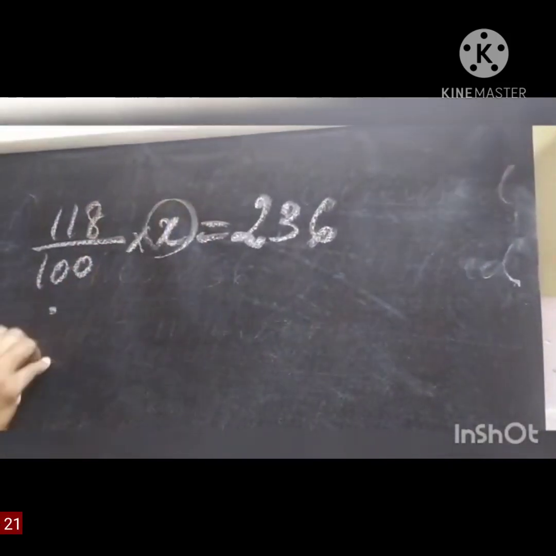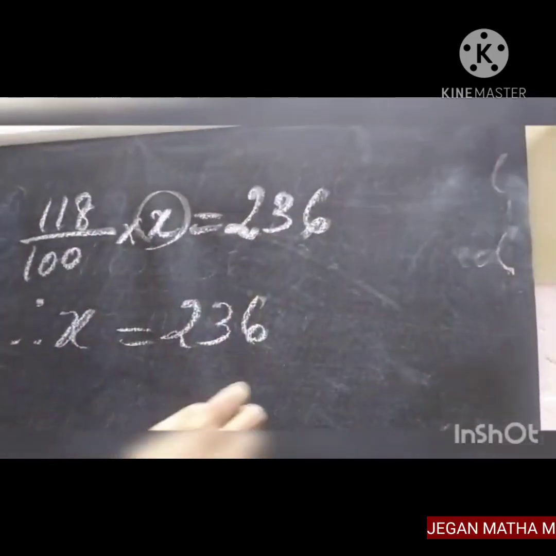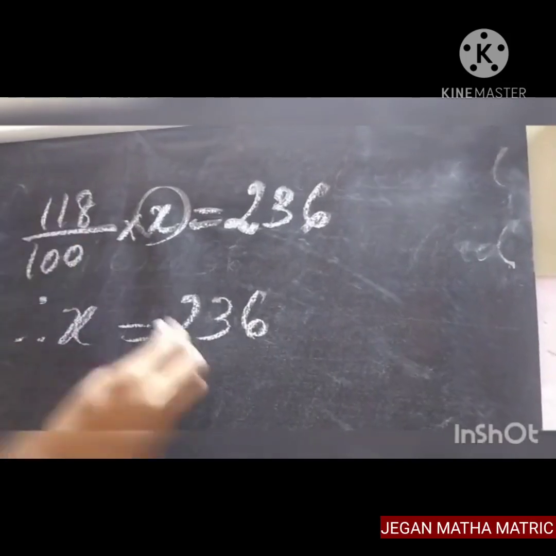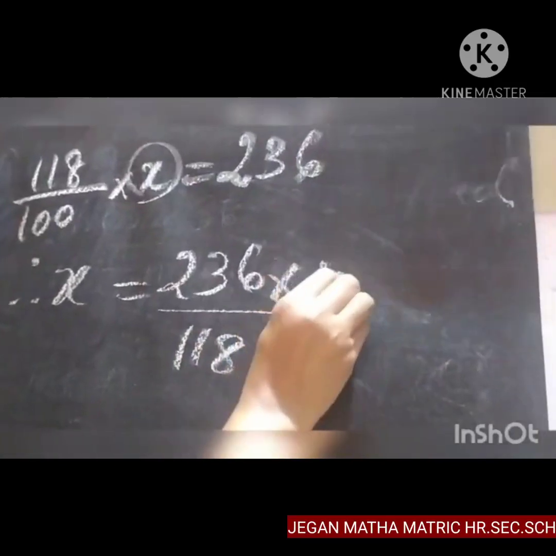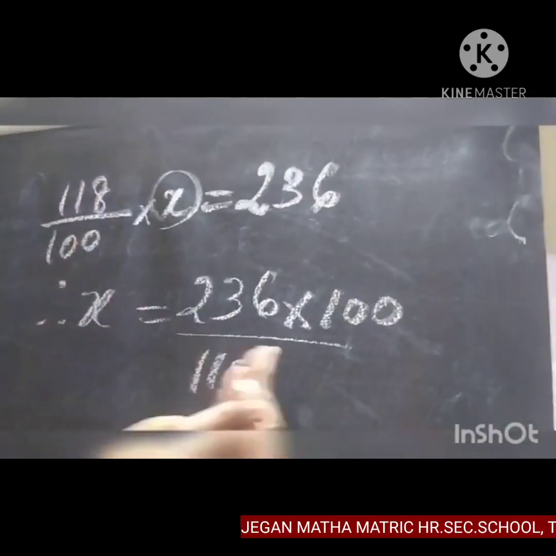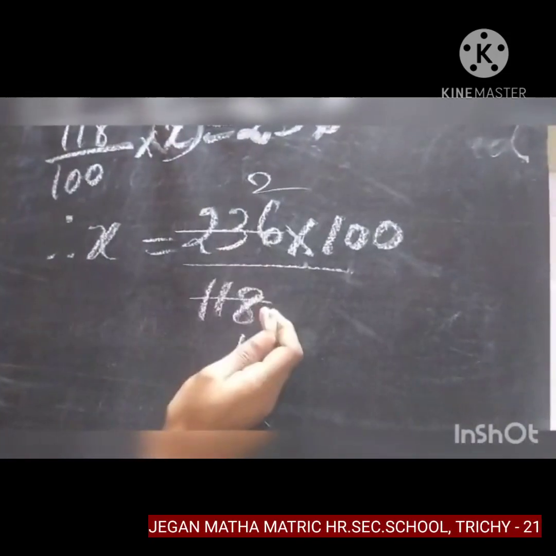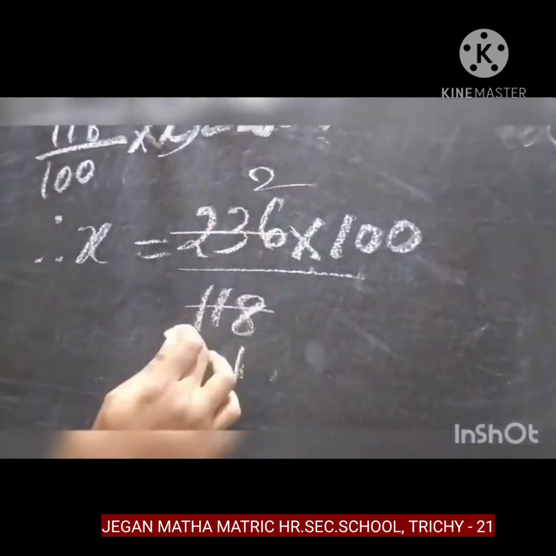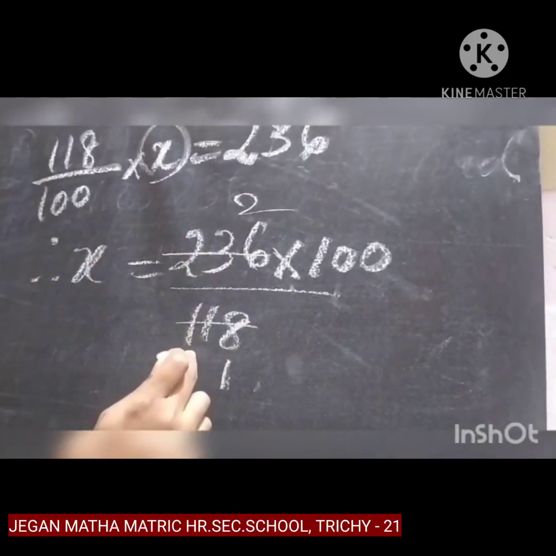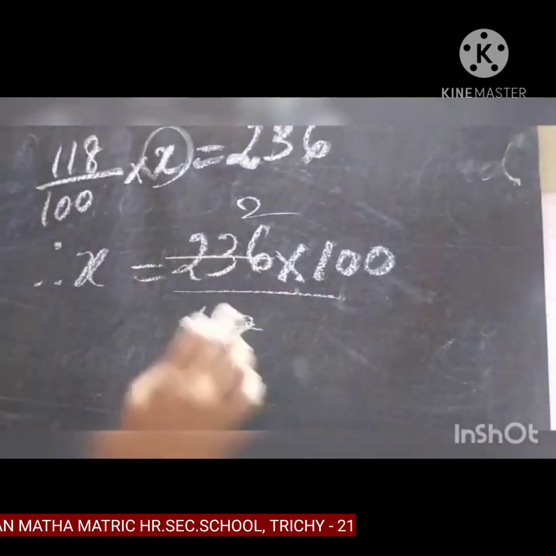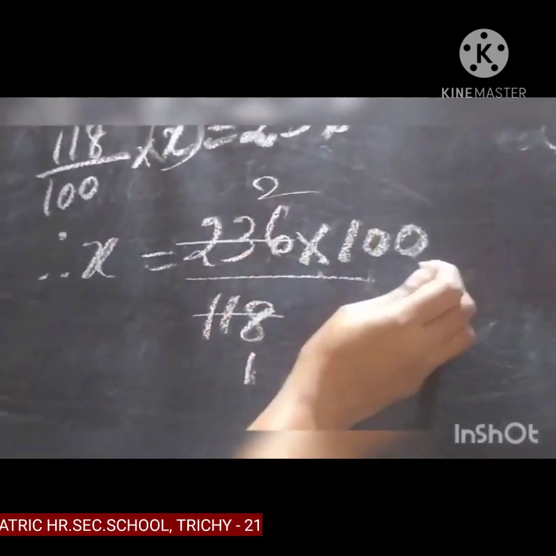We want to find out the value of x only, therefore x equal to 236, and 118 comes to the denominator, then 100 comes to the numerator. That's all. You just change the numerator and denominator, 100 by 118. Now as usual you can do the cancelling directly. You can cancel by 118 times. 118 into 2, 118 2s are 236. So cancelling 236 by 2, so 2 into 100, 200.